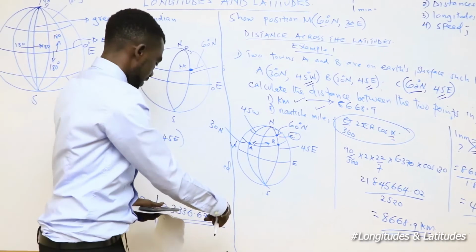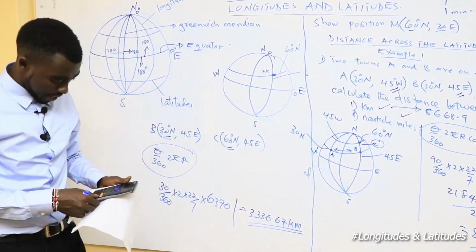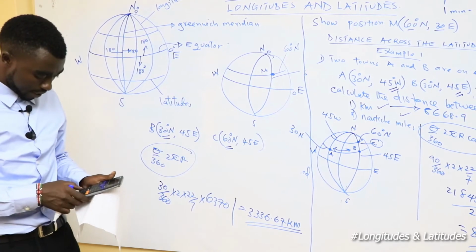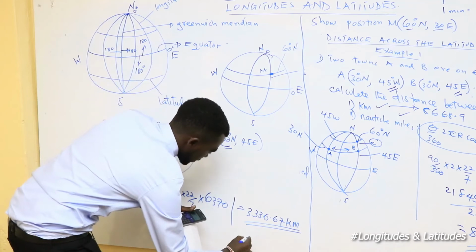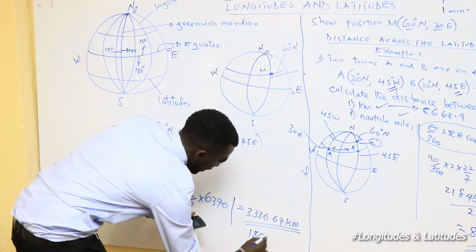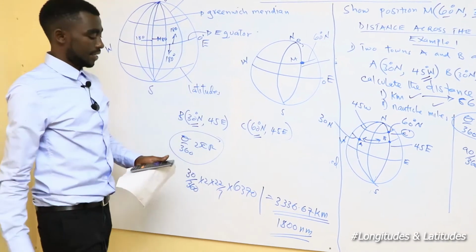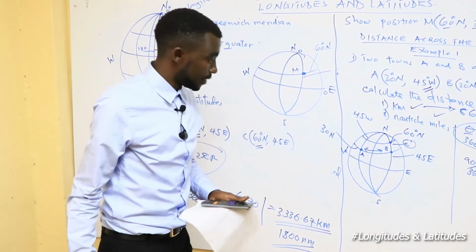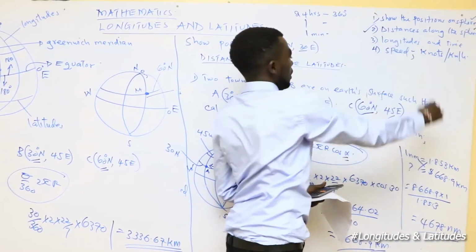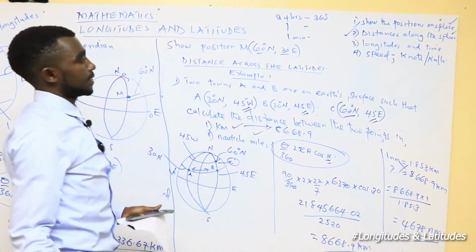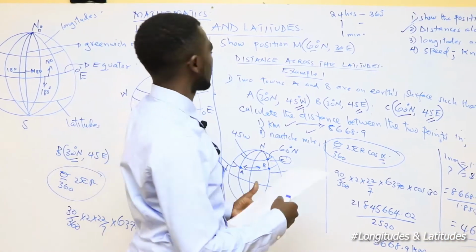So what is 3,336? So you can simply divide this one by 1.853. And you get distance in nautical miles is 1,800 nautical miles. So that's how we get the distances along the sphere. Up next is about the longitudes and the time.